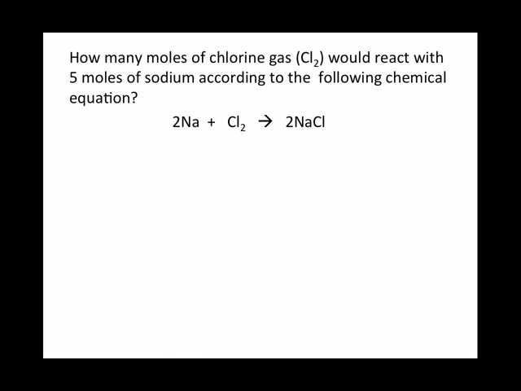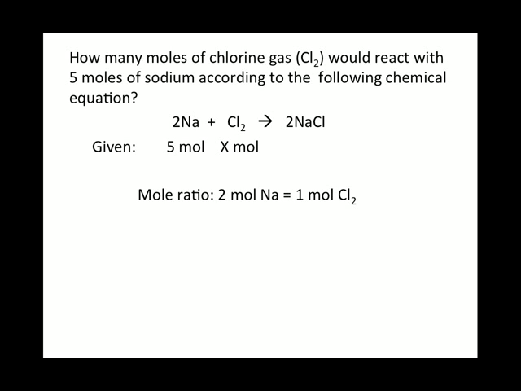All right, the first problem, how many moles of chlorine gas would react with 5 moles of sodium according to the following chemical equation? And you notice that the equation is already balanced, 2Na on both sides, 2 chlorine on both sides. I'm going to copy out the given information first. 5 moles of sodium, X moles of chlorine. I'm going to write down then the mole ratio from the equation that involves these two. So the mole ratio is 2 moles of sodium to 1 mole of chlorine.